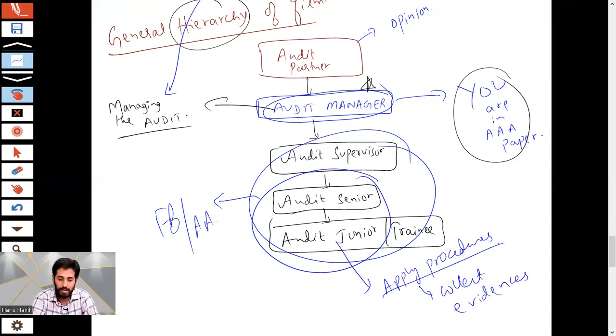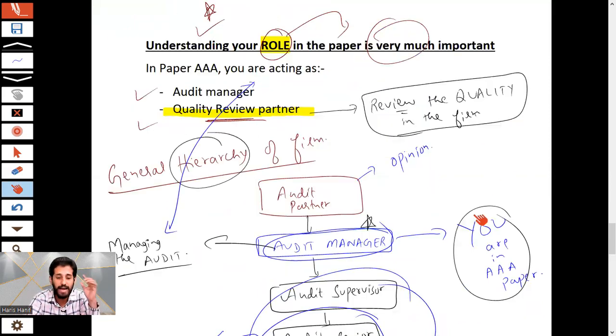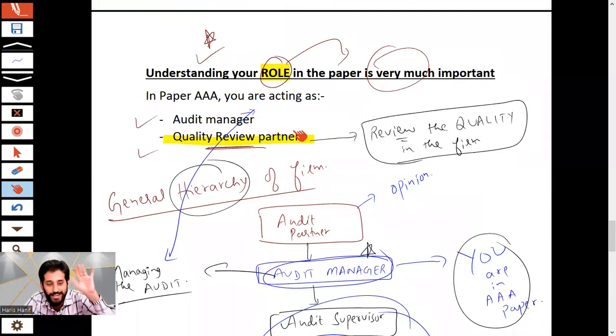Collect evidences. And audit supervisor supervises them, and manager is a very important role. Obviously, when we look at the exam requirement, we will be able to understand in a better position what is actually our task. But I will be calling you audit managers. Okay, so you are the audit manager.